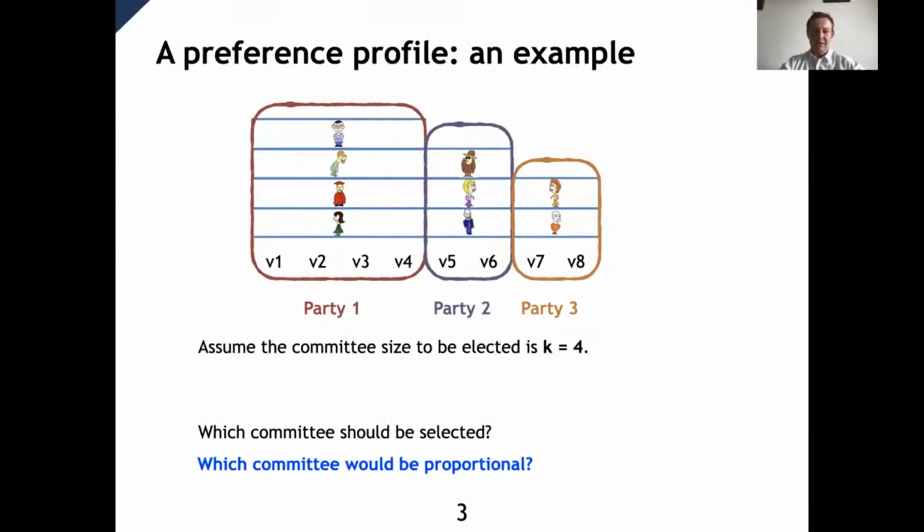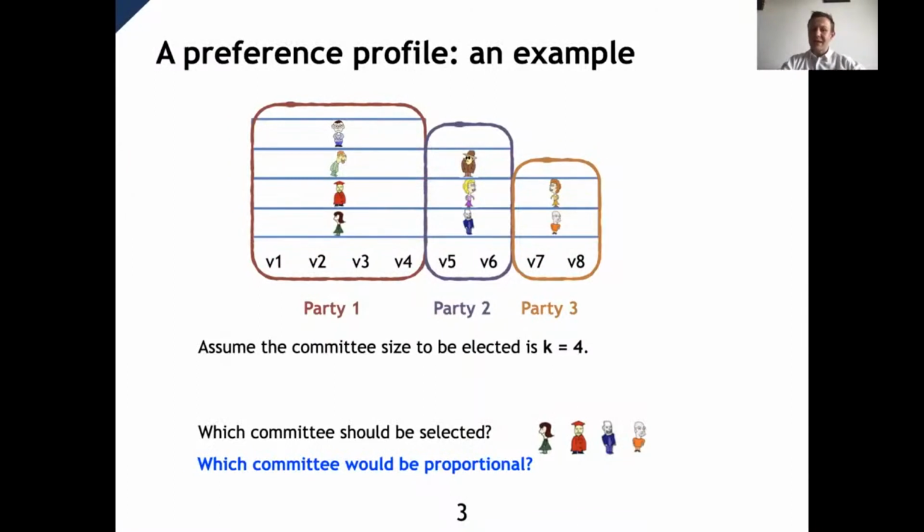In this particular example, it's quite easy to identify a committee that is good. It seems intuitive that we should select 2 members from the first group of candidates, 1 candidate from the second group, and 1 candidate from the third group. Indeed, if we do so, then the number of candidates selected from each group would be proportional to the size of the voters who approve this group of candidates.